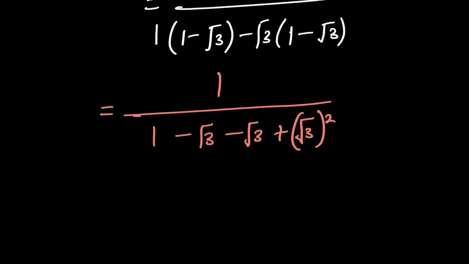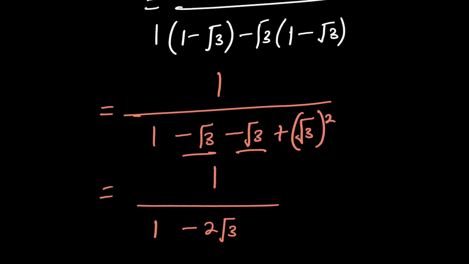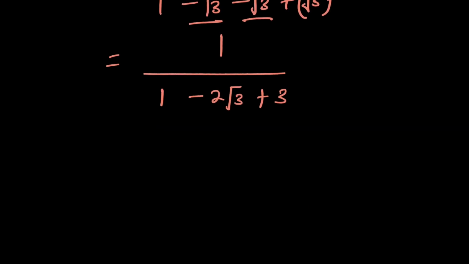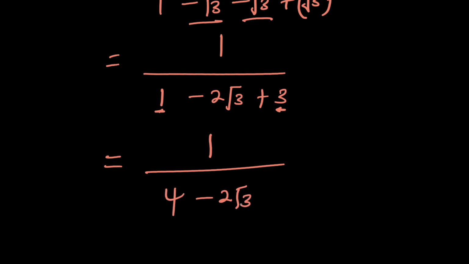Good. So we further simplify, and that's going to be 1 all over 1 minus root 3, but we know minus root 3 minus root 3 is going to be minus 2 root 3. And then we know root 3 squared is what? 3, because the square cancels the what? The square root sign. Good. So we are now going to have 1 all over 1 minus 2 root 3 plus 3. We can add this and this, and that's going to give us 4 minus 2 root 3.